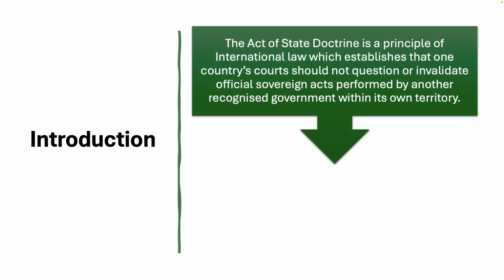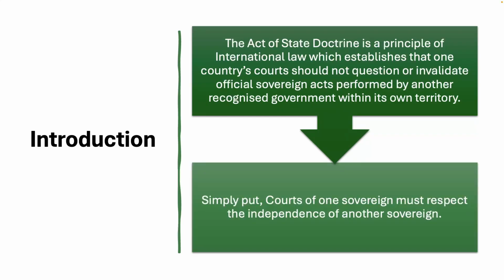So fundamentally then, the act of state doctrine is the principle in international law which establishes that one country's courts should not question or potentially invalidate the official sovereign acts that are performed by another recognised government within its own territory. That is what the act of state doctrine essentially tells us. Simply put, courts of one sovereign must respect the independence of another sovereign. That is the basic idea here.